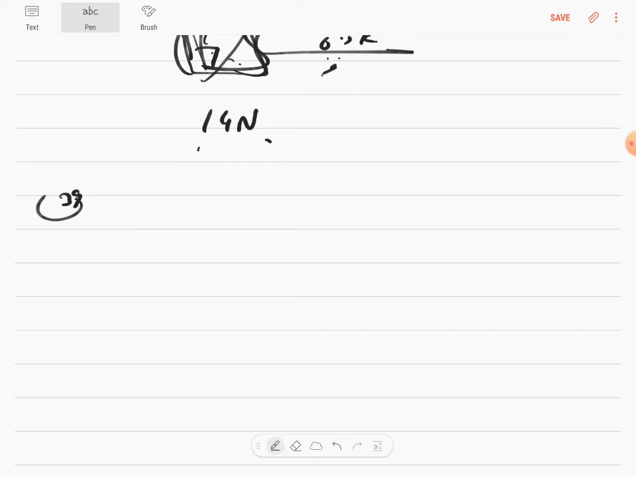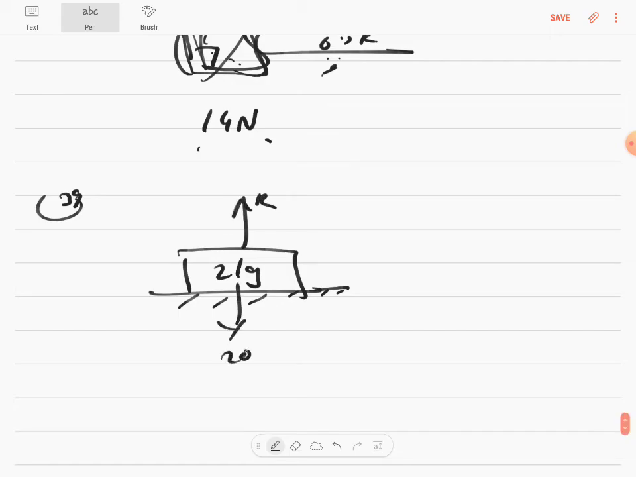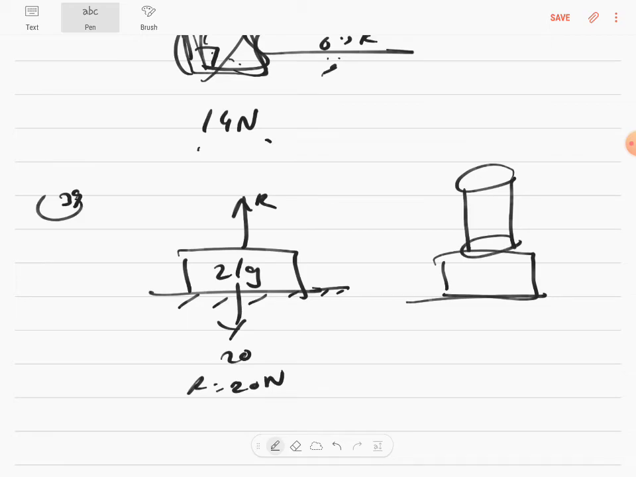So then a wooden block of mass 2 kg is kept on the floor, smooth, so no friction. So initially you have a normal reaction and you have an mg. mg will be 20 and the normal reaction R will therefore be equal to 20 newtons only. Now you are keeping an iron cylinder over the block, a very heavy iron cylinder, and the mass of the iron cylinder is 25 kg and this is 2 kg. So what happens to the total mass?